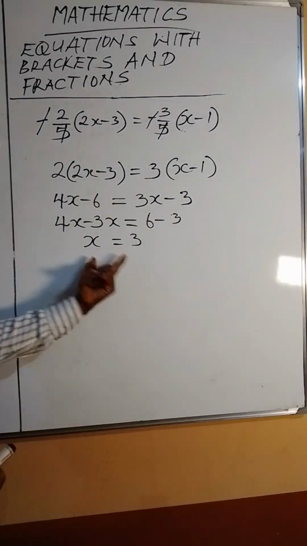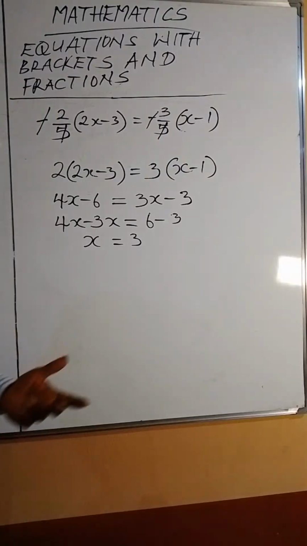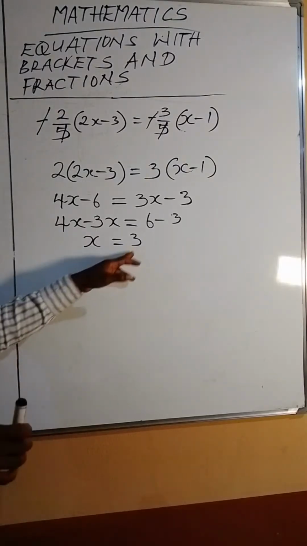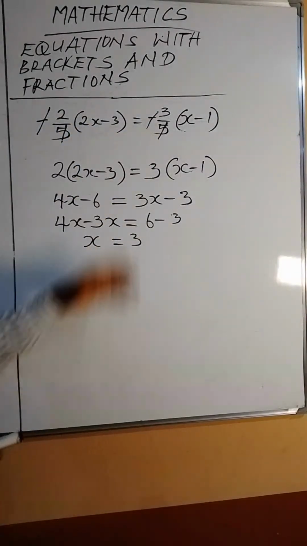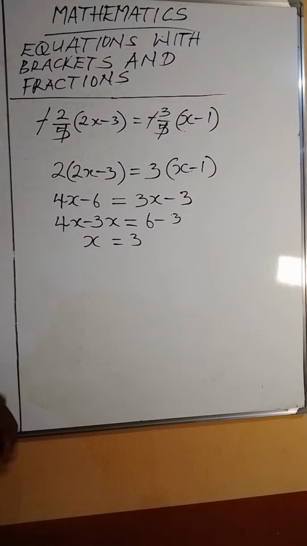Always make sure you test your equations because you do not know whether you are right or wrong until you test your equations, okay? How do you test your equation? Substitute for x in the original equations. On both sides, they must be equal. Once they are equal, it means that you're actually correct, all right?